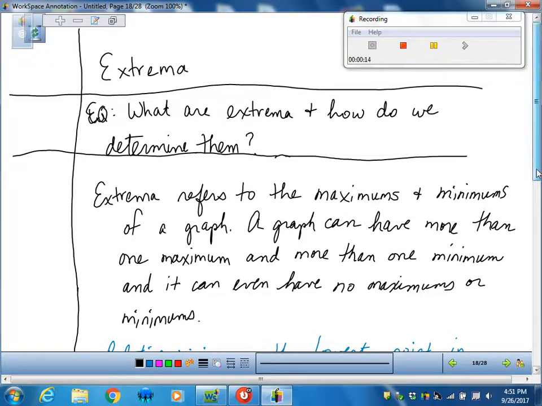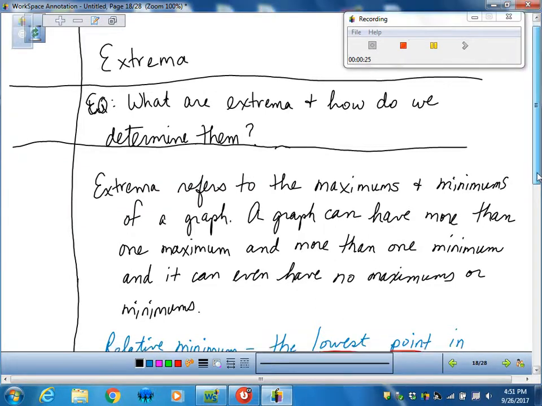Extrema refers to the maximums and minimums of a graph. A graph can have more than one maximum and it can have more than one minimum. It can also have no maximums and no minimums.